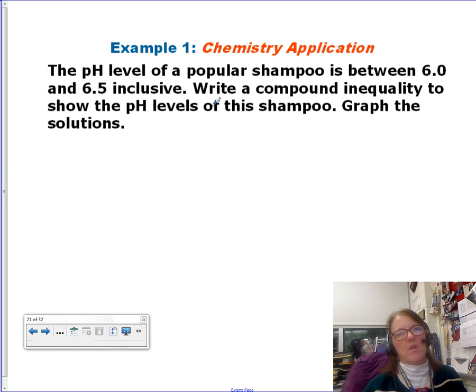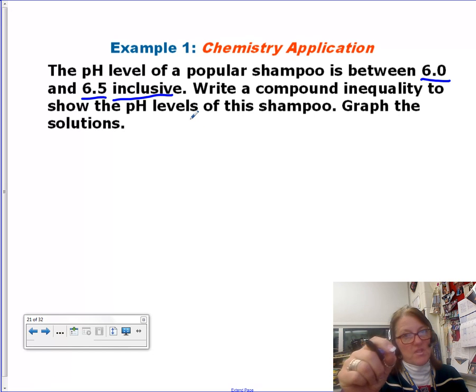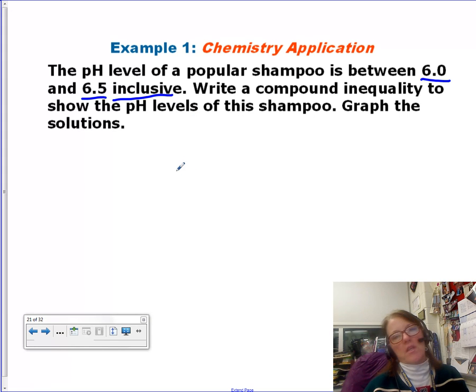What does this look like? What on earth is she talking about? All right, let's say you're some sort of research scientist, you're an ace in chemistry, and you're coming up with some fancy new shampoo, and you have to make sure that the pH level is safe, and so you have this tolerance level that it has to be between 6.0 and 6.5 inclusive. The word inclusive there means that it can be exactly 6.0, it can be exactly 6.5. Write a compound inequality to show the pH levels of this shampoo and then graph it.